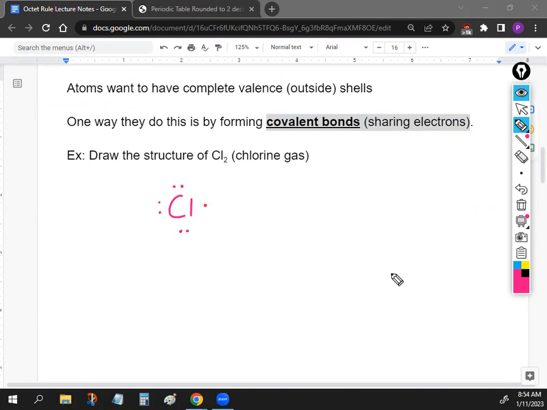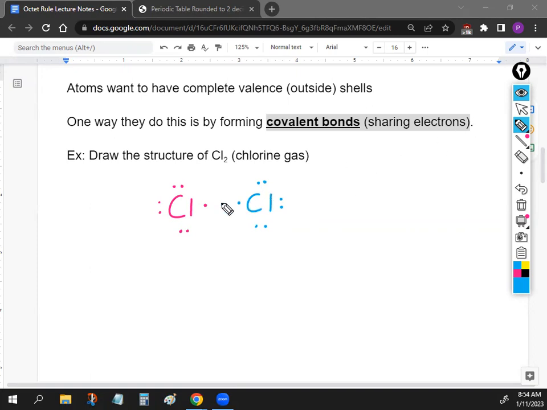Okay, so far so good? Now Cl2 is made out of 2 separate chlorine atoms, so we're going to have 2 chlorines. I'm going to draw another one right next to it, in a different color so it's easier for you guys to distinguish. Chlorine gas is made out of 2 chlorines, and both of them have 7 valence electrons.